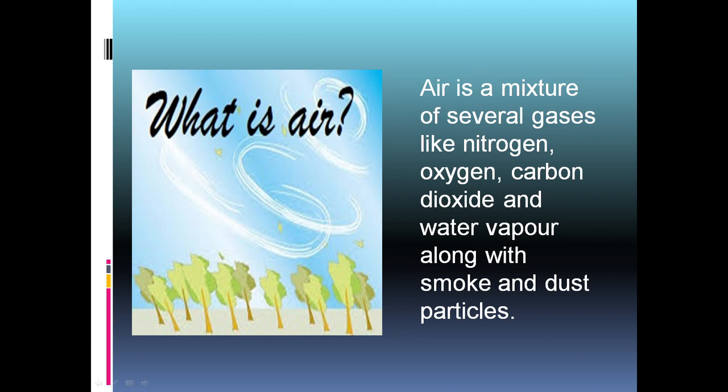Now, do you know which gas is most abundant in the air? That is, the maximum percentage of which gas is present in the air? It is nitrogen. That is, our air has 78% of nitrogen, while there is only 21% of oxygen present in it. And the rest 1% is made up of carbon dioxide, water vapor, smoke, and other dust particles.